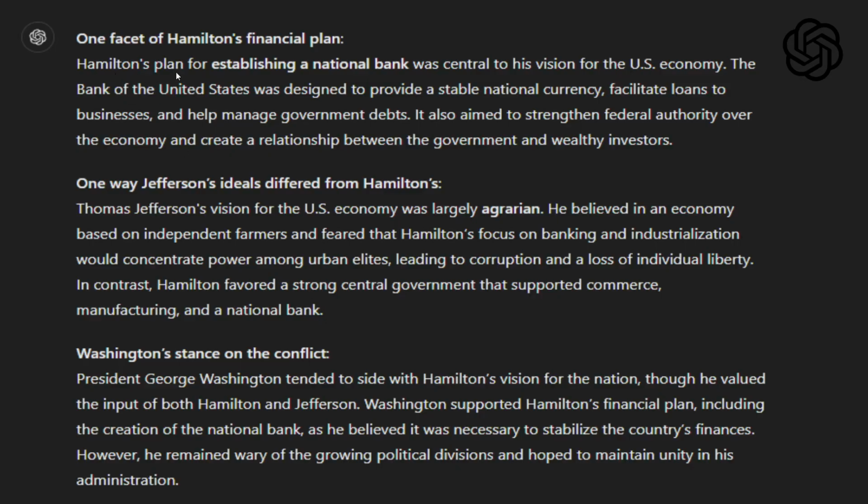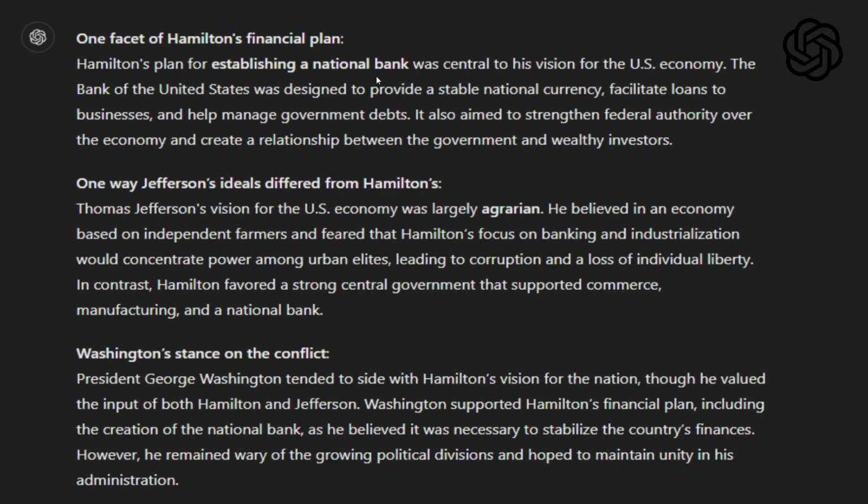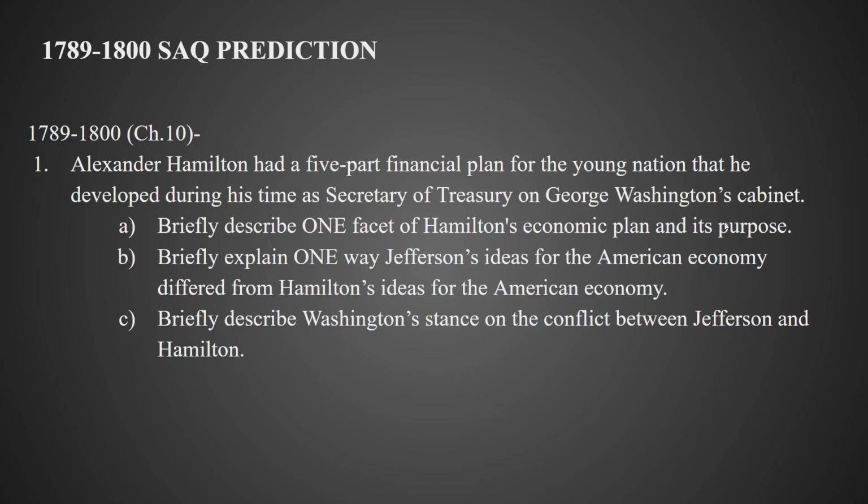So it said Hamilton's plan for establishing a national bank was central to his vision for the U.S. economy. The Bank of the United States was designed to provide a stable national currency, facilitate loans to businesses, and help manage government debts. So the first sentence is talking about the facet of his plan, the national bank. And the second sentence addresses its purpose.